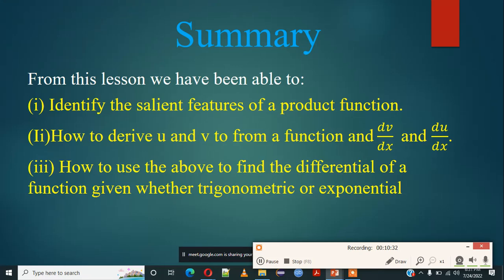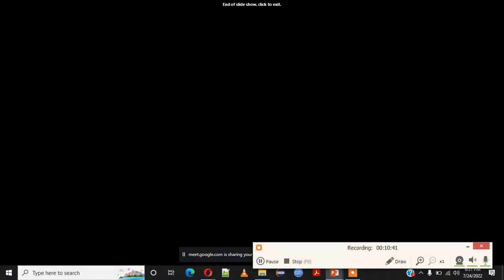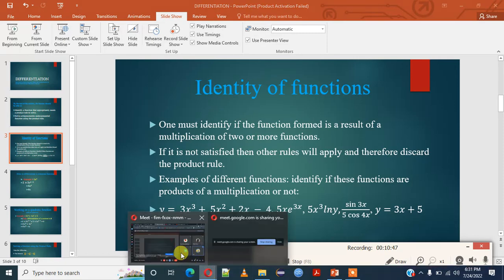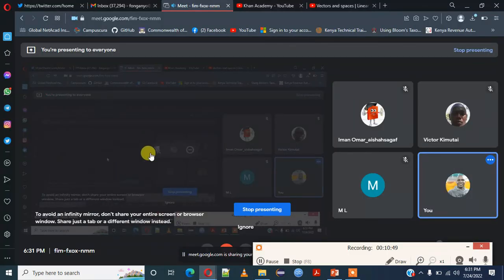Now, with this one, I believe that you are now comfortable to solve any question given on finding the result of a function using the product rule.